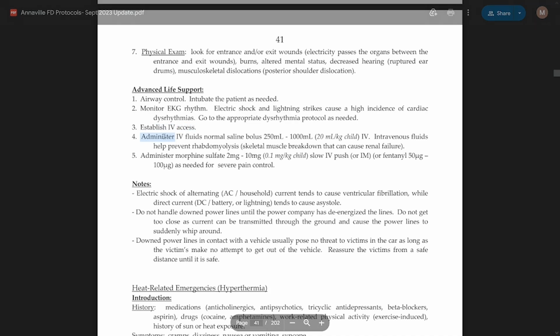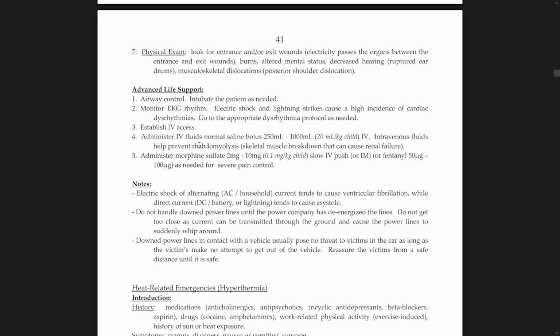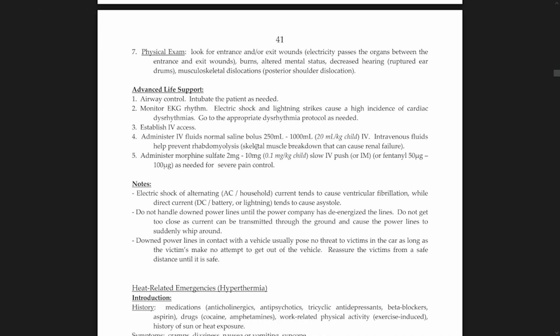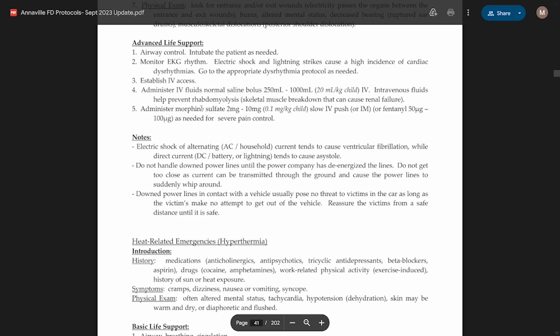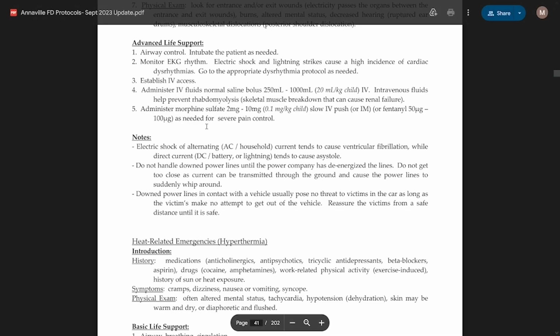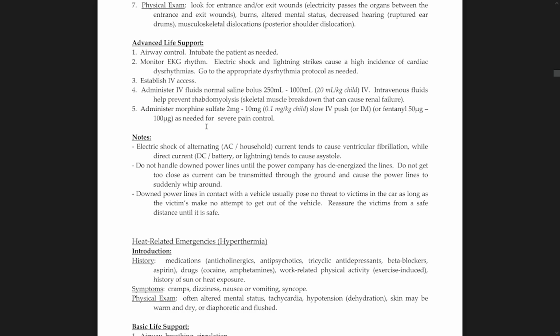Establish IV access. Administer IV fluids as needed. Intravenous fluids help prevent rhabdomyolysis, which is skeletal muscle breakdown that can cause renal failure. Administer morphine sulfate between 2 to 10 milligrams or 0.1 milligram per kilogram for a pediatric patient. That's a slow IV push. Or you can do this by administering fentanyl 50 micrograms to 100 micrograms as needed for severe pain control.